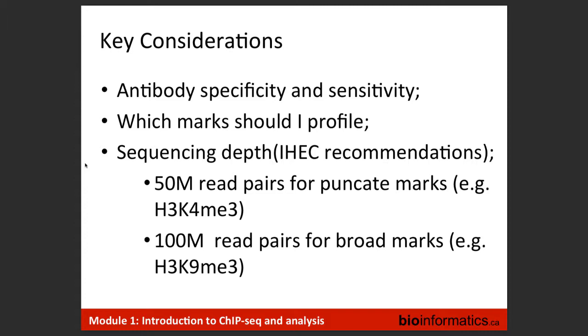For broader marks, such as H3K9 trimethylation, which primarily marks heterochromatin regions and can occupy a vast expanse of the genome, we suggest more, 100 million read pairs. So that's probably significantly more than some of you have seen in the literature, but this is based on subsampling and really trying to make a good balance between budget and sensitivity of the assay. And some would argue that perhaps even more than 100 million reads would be required to appropriately profile these marks.